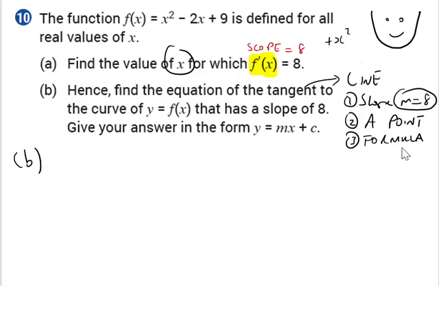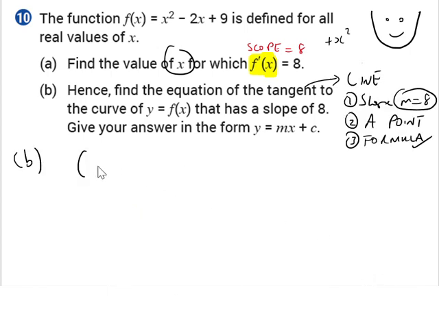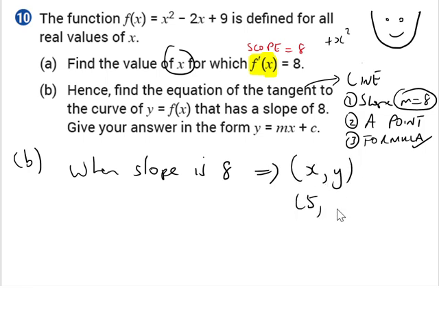Okay, we know the formula, that's fine. What we don't know yet initially is a point. What we do know is when the slope is 8, x is 5. So what we've got to do here, when the slope is 8, that implies we've got a value for x, y. We've got x is 5. We don't know what y is. But I can find out y very quickly.